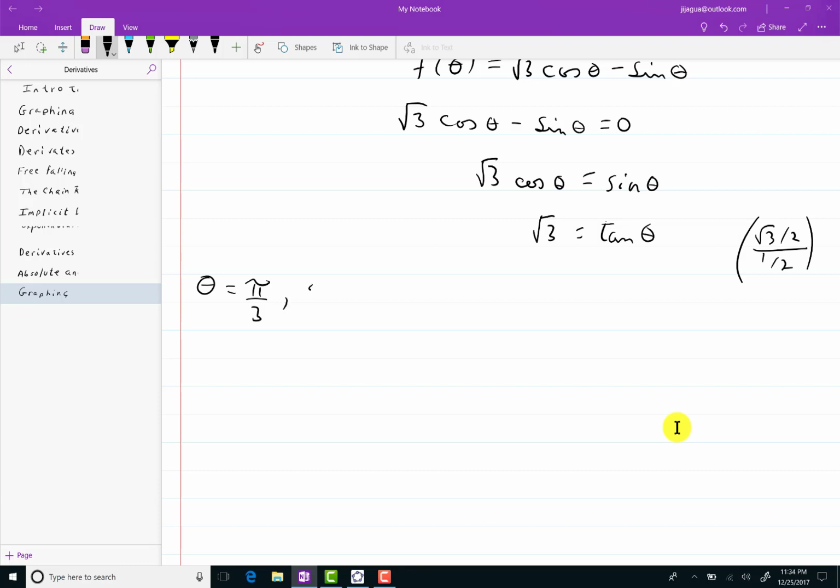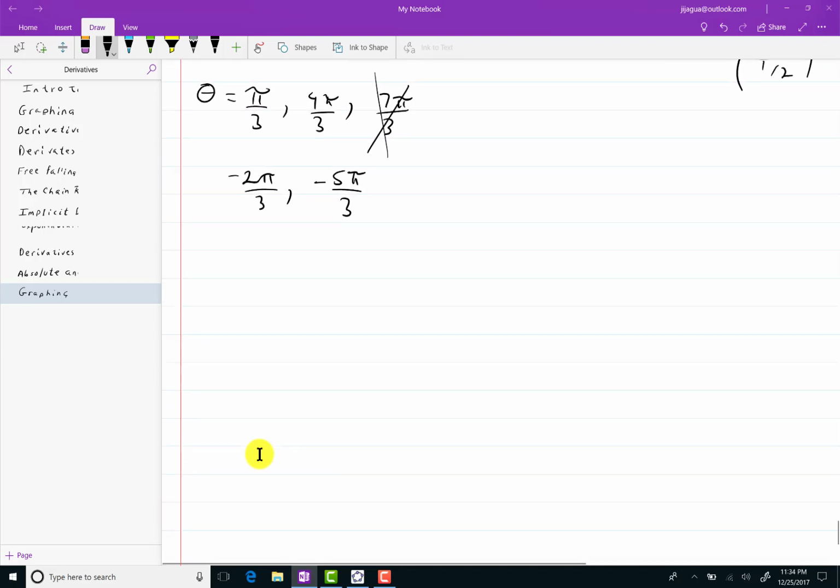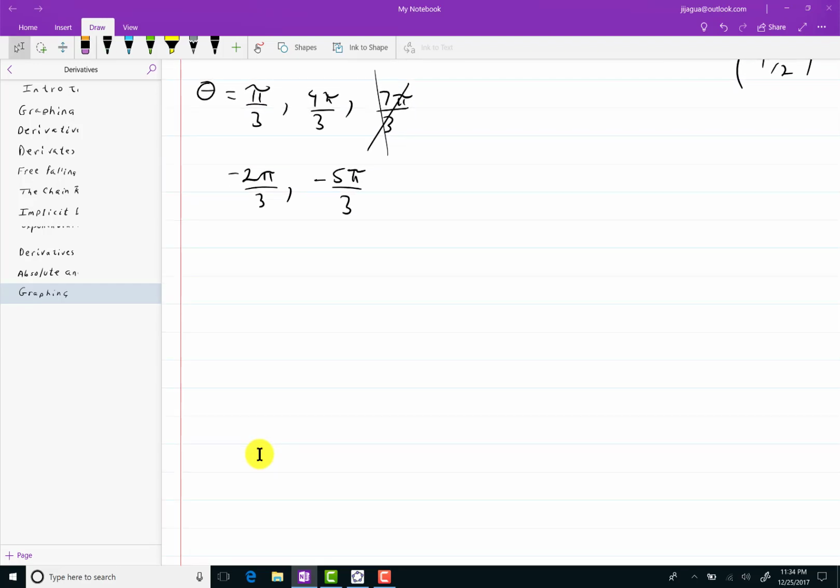So I'll get 4 pi over 3. Then I'll get 7 pi over 3. That's too high. That's more than 2 pi. And then I'll start subtracting pi from each of these. So I'll get negative 2 pi over 3, negative 5 pi over 3. And if I try to go any further, I'll go farther than negative 2 pi. Let me go and get the y values for each of these.